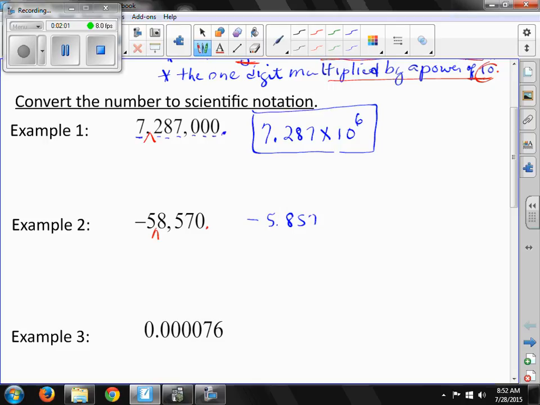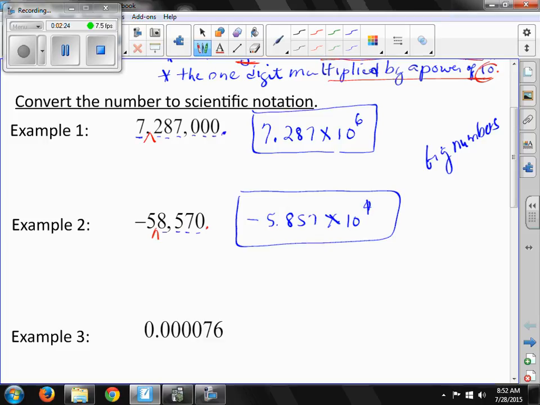Negative 5.857. Let's see, how many times will I have to move it? 1, 2, 3, 4 times to the right to get to the original. So it would be times 10 to the 4th power. Now these are big numbers, and they have positive exponents.